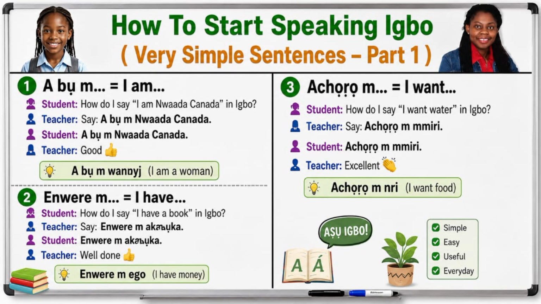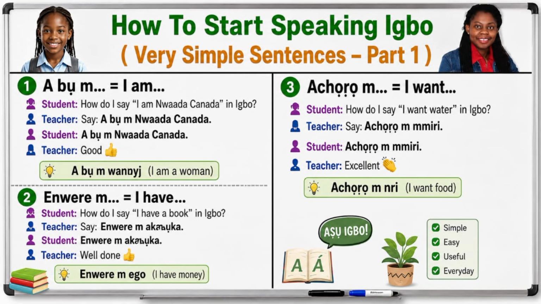Number 1. Abum. I am. Ada asked, how do I say I am Nwada Canada in Igbo? Teacher, say Abum Nwada Canada. Ada, Abum Nwada Canada. Teacher, good. You can also say Abum Nwanyi. I am a woman.